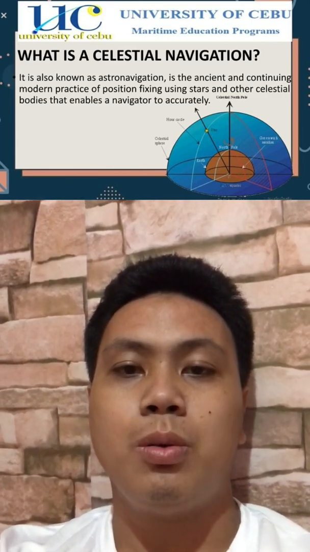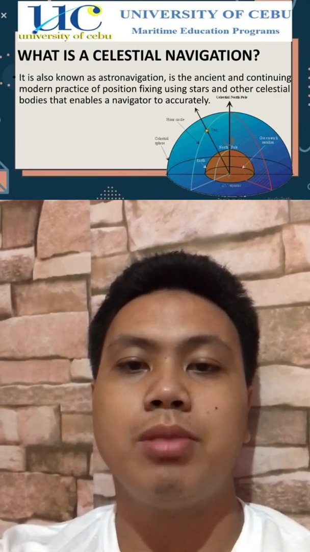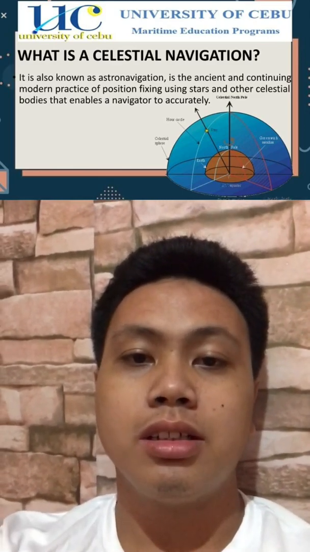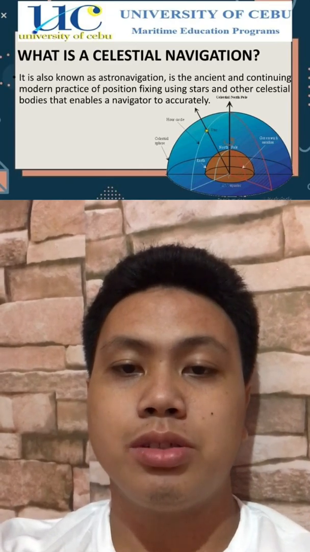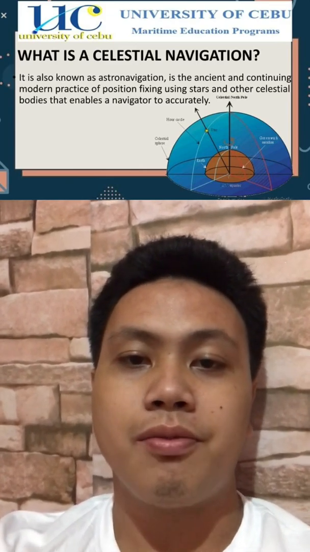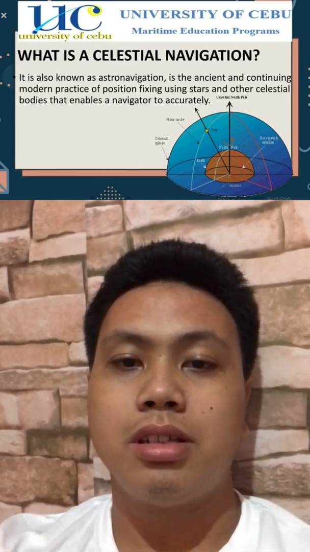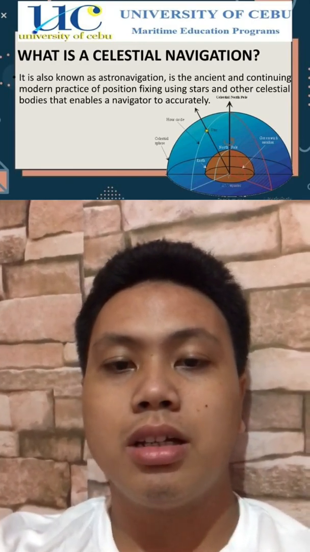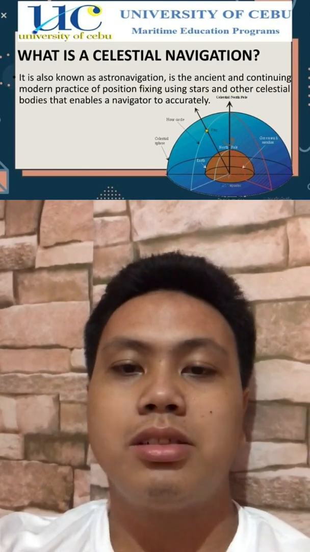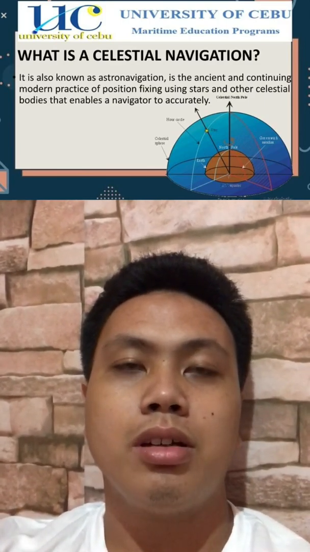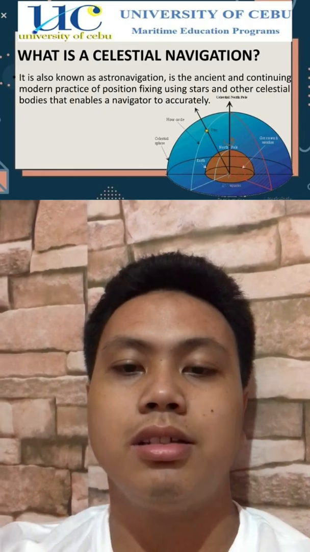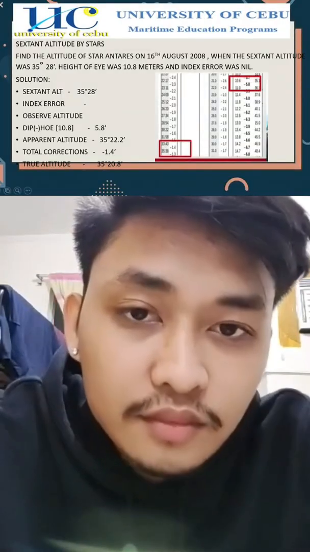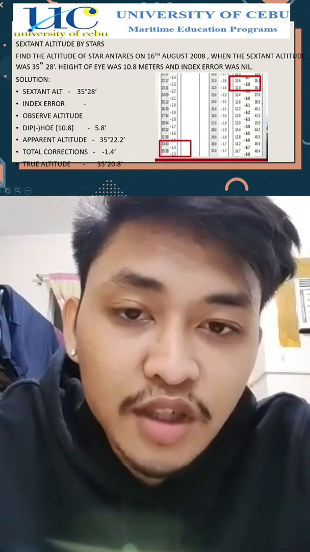Why is it important to us as navigators someday? In order to correctly calculate and tabulate positions by way of the celestial objects, it becomes necessary to understand the correlation between the angle of the object and its horizon with the vessel. I will be reporting the sextant altitude by stars.